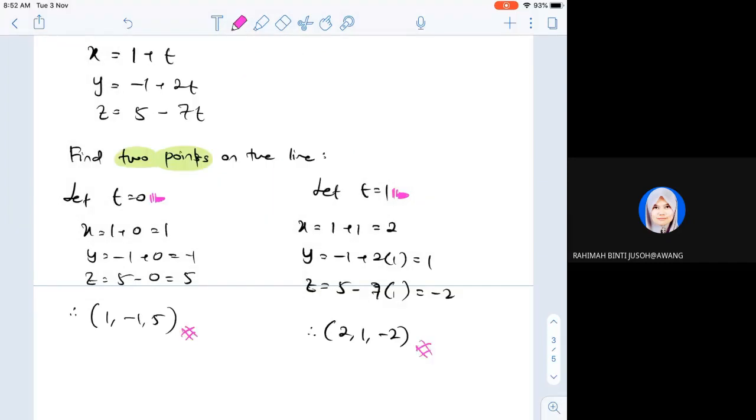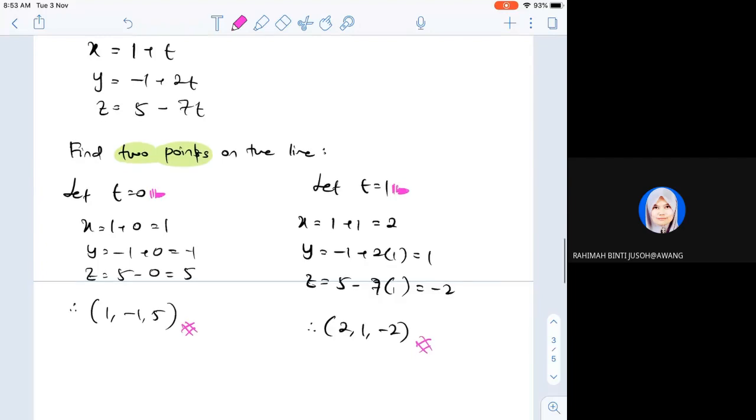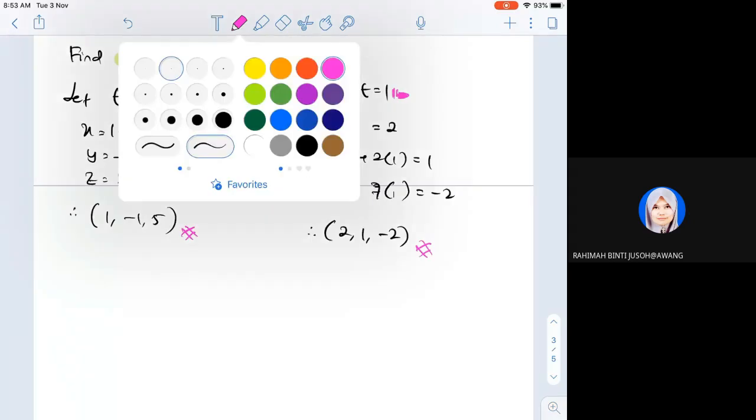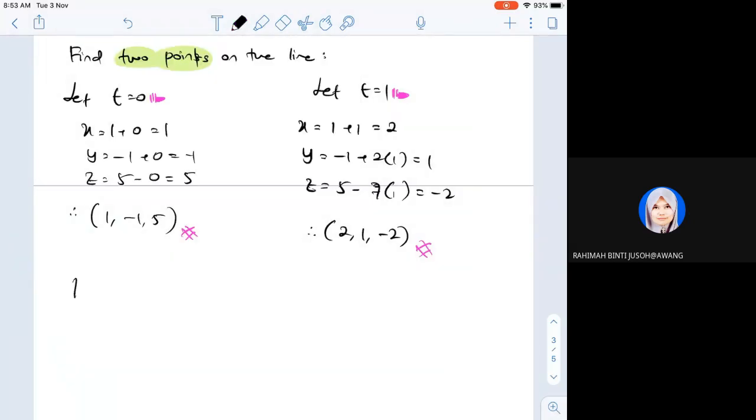If you want to substitute t equals 10, also right. t equals 100, also right. So we can have more than one solution for this type of question. Next, this question also asks you to find 2 parallel vectors.